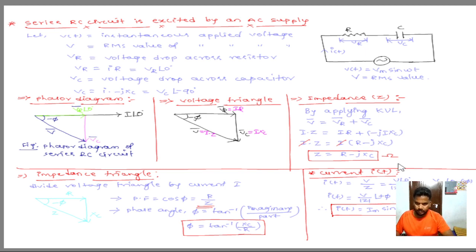From the impedance equation, where XC is the capacitive reactance. I think everyone knows XC is the capacitive reactance. What is the formula for capacitive reactance? XC is equal to 1 by omega C. You need to remember this formula also. And this is also measured in ohms. Remember the units also. Is it clear? What is the next step?